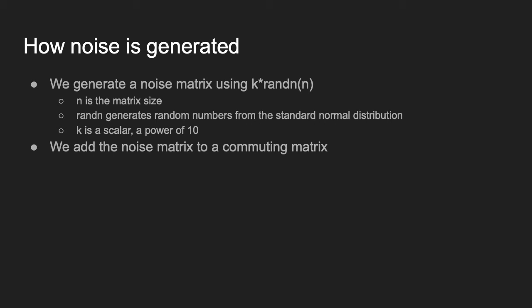So, how can we generate the noise delta A and delta B? We can use in MATLAB the function k times random of n, where n is the matrix size and the argument of random. Random is a MATLAB function that generates an n by n matrix of random numbers from the standard normal distribution, and k is a scalar, a power of 10. We can then add this noise matrix to a commuting matrix.